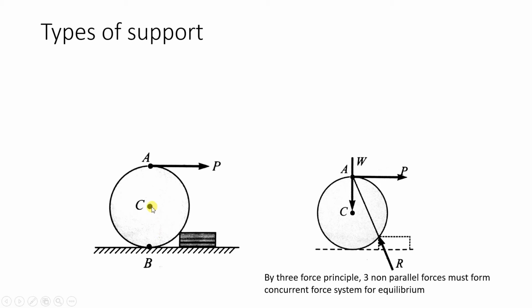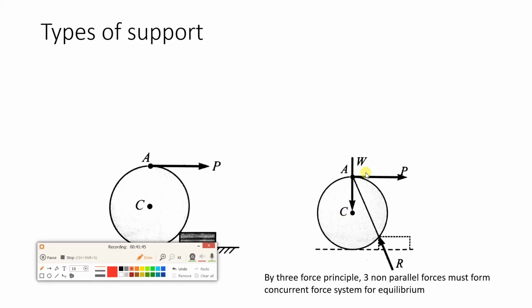Weight is acting through the center. So here you can see weight has been shown. Then reaction. Okay, applied force is at point A. So you can see the line of action of all the three forces. Weight is also passing through point A. In the question itself it is given that applied force P is at point A.